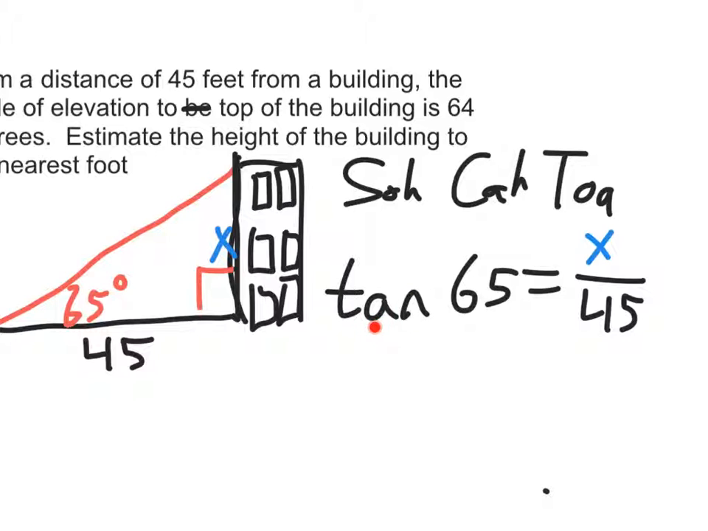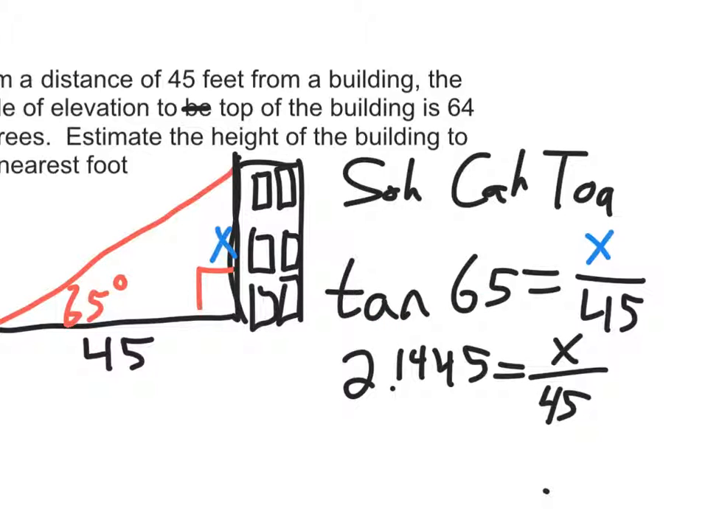Decide on your trig function, put your degree inside it, and then in this case it's opposite over adjacent for tangent. But if it was sine, it would be opposite over hypotenuse, and likewise for cosine. But now you just have something to solve. You need a calculator, plug tangent 65 into your calculator.